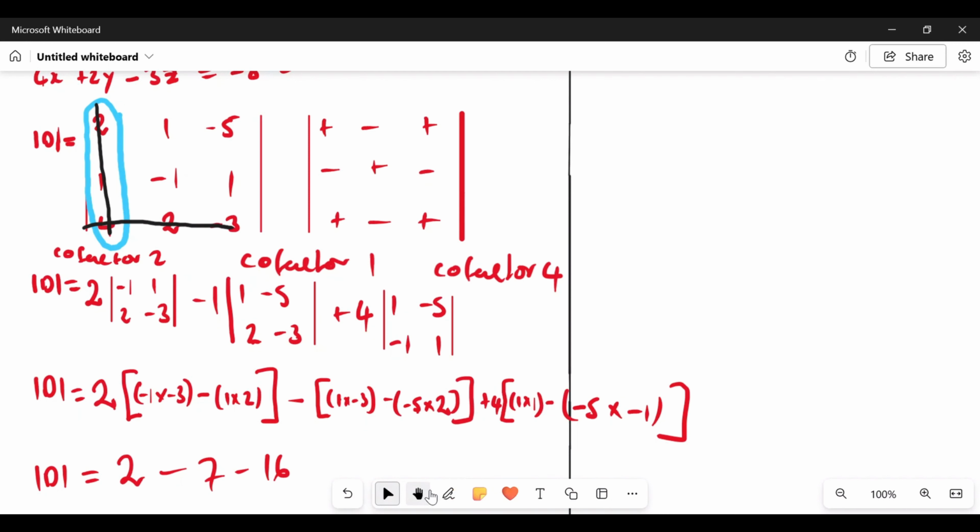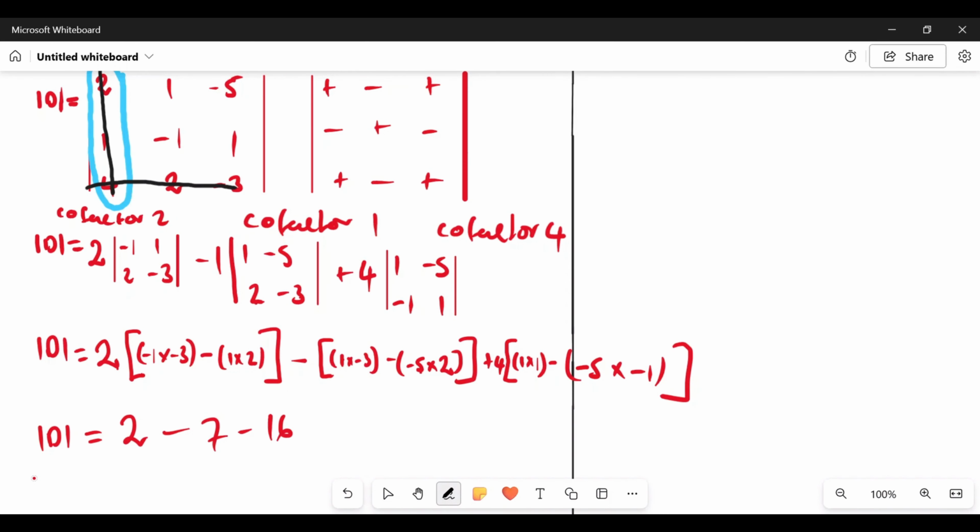Let's create a little bit of space again here. Our final answer for the determinant is going to be 2 minus 7 minus 16. That is going to give us negative 21. I hope this was not difficult, guys. I know there were extra steps that were required to be done, but after those steps it is the same as what we did on previous videos.